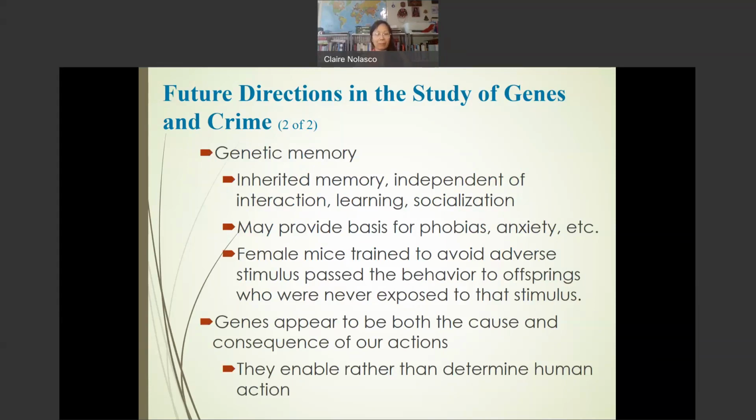In one study, for example, that proves genetic memory, female mice were trained to avoid an adverse stimulus, and they passed on the behavior to offspring who were never exposed to that stimulus. So this was purely genetic memory. The offspring somehow obtained that behavior through the passing on of the memory from the female mothers.